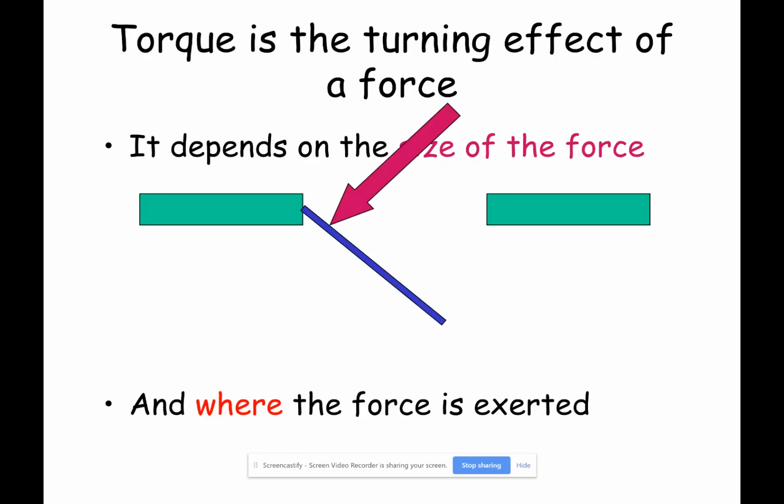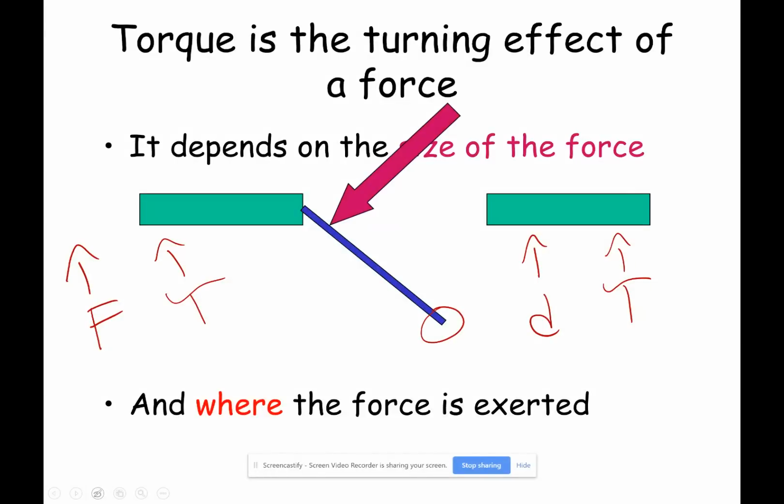Hopefully you're thinking about a doorknob. The doorknob is over here for a reason, because you can use less force to open the door. We already talked about how the bigger the force, the bigger the torque, and also the bigger the distance, the bigger the torque. So we have direct relationships going on there.